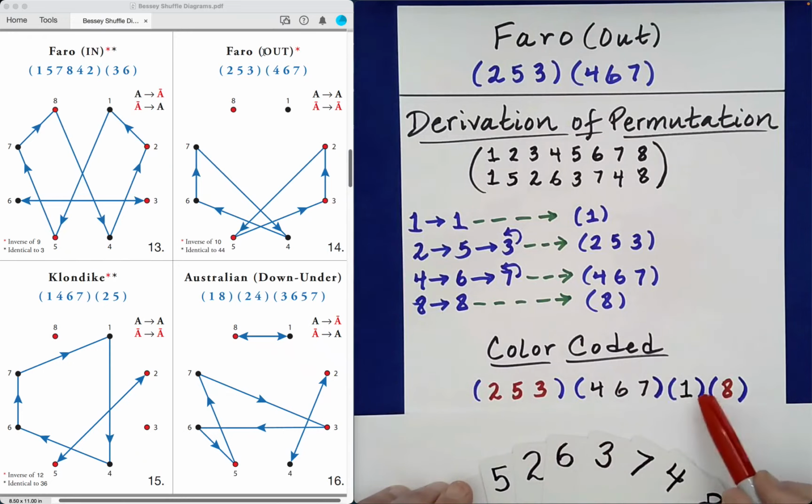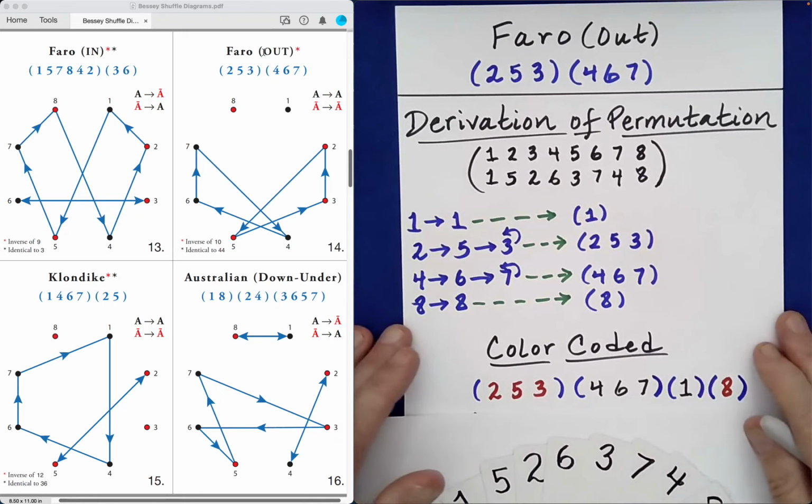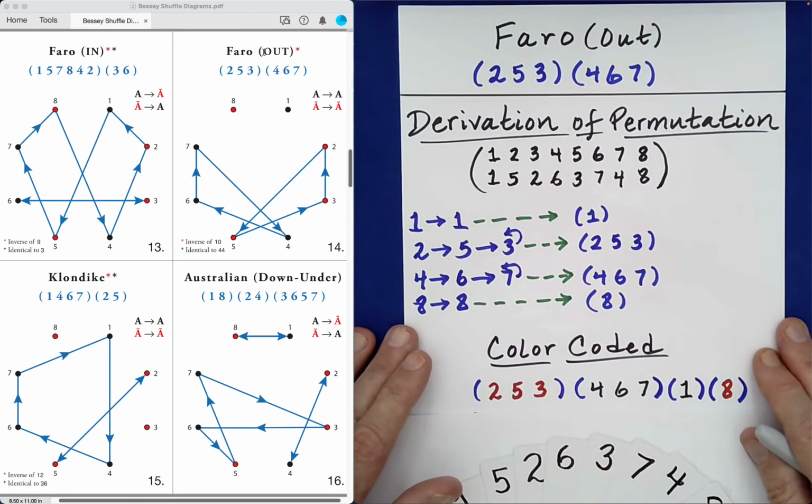And then we normally don't write single cycles when describing a permutation in cycle notation, as indicated up here. We can drop those as long as we know the size of the set that we're working with. So if we keep in mind that the original set was of 8 objects, we can actually drop these. Now I included them just because of the color coding. So we see that black 1 goes to black 1, and we see that red 8 goes to red 8.